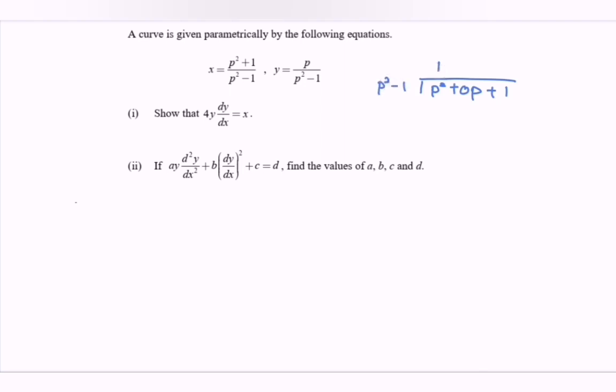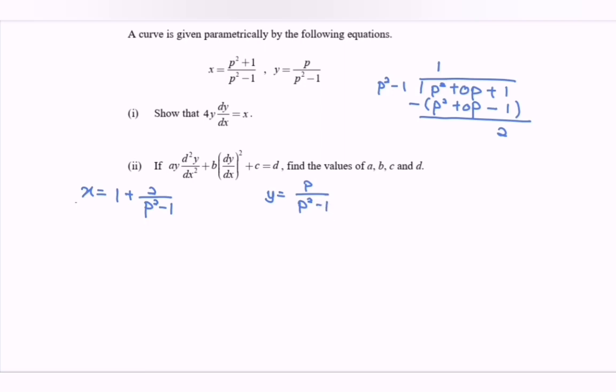So substitute the 1. Here we have p squared plus 0p minus 1. Simplify the situation and we have 2. So here we have x equals 1 plus 2 over p squared minus 1. Continue, we have y equals p over p squared minus 1.